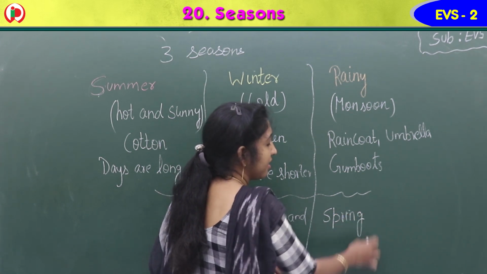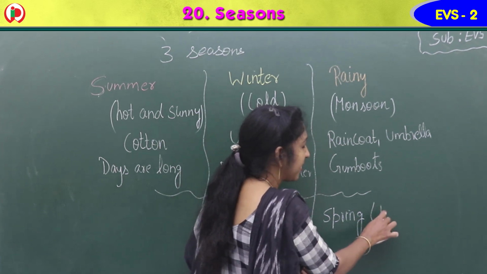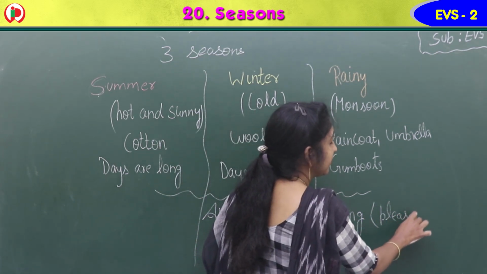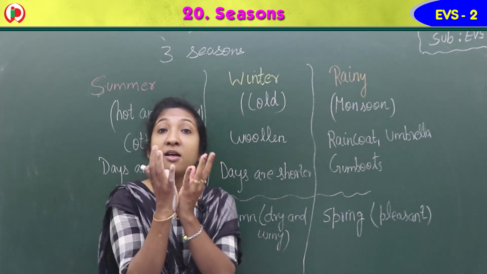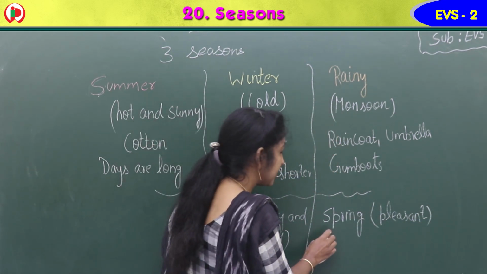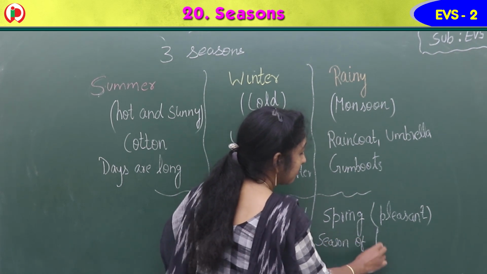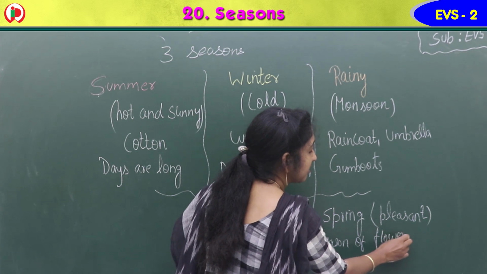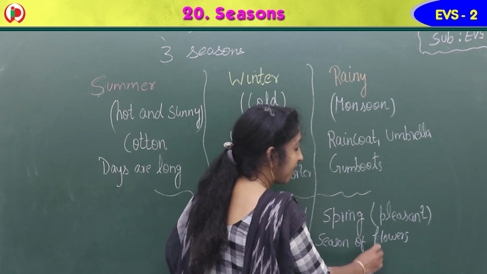Spring season. A very good weather or a pleasant weather, we can say. Pleasant season or a season of what? Season of? Yes, season of flowers, we say. Season of flowers is spring season. Season of flowers, or we can say season of butterflies, flowers and butterflies.